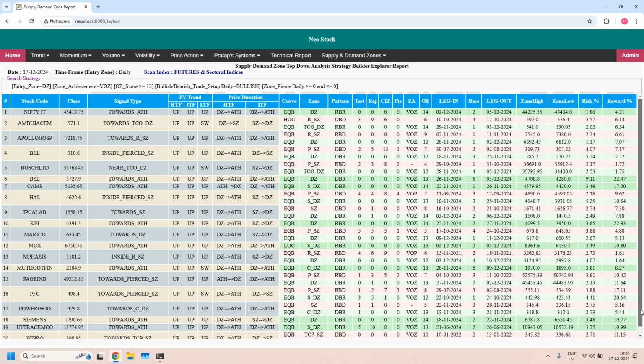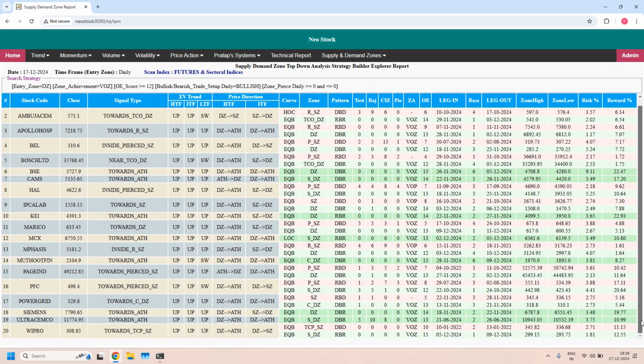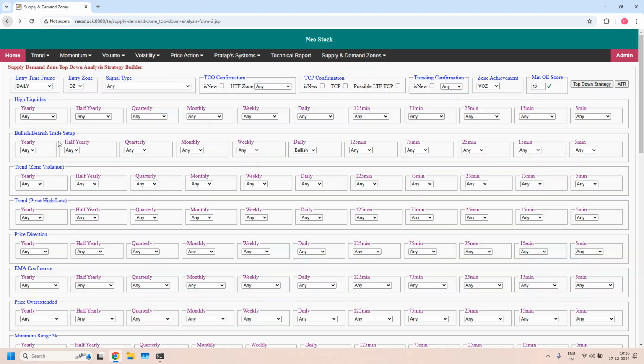I am scrolling the list down. Okay. So this is bullish trade setup for monthly income trade. Entry zones are daily demand zones. Out of these 20 daily demand zones, there could be some high probability supported daily demand zones available. We need to filter them. So the first filter is based on LTF and ITF demand zone confluence. Let's set the filter.